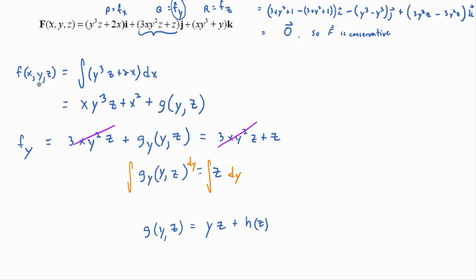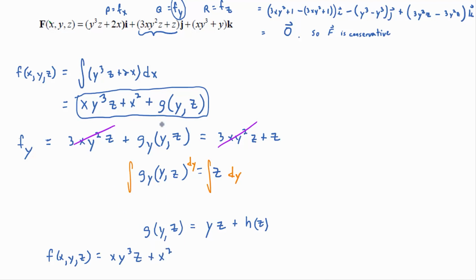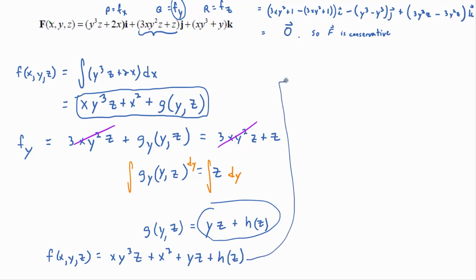Well, that makes my potential function, we're a little bit further along the line. That makes f of x, y, z equal to x y cubed, I'm just recopying what I just circled, plus x squared, plus g of y z, which is this whole thing, right? Plus y z plus h of z. So what is my mission now? Find h of z. Good thing I have a third component to do that, right? So what do I do?